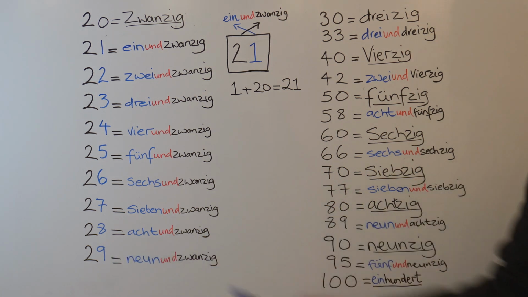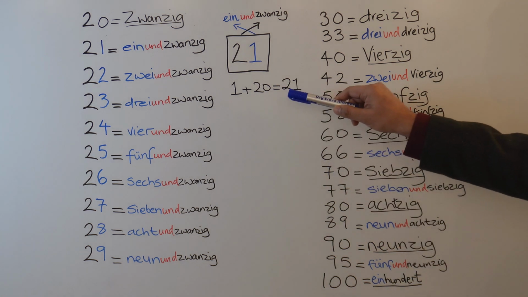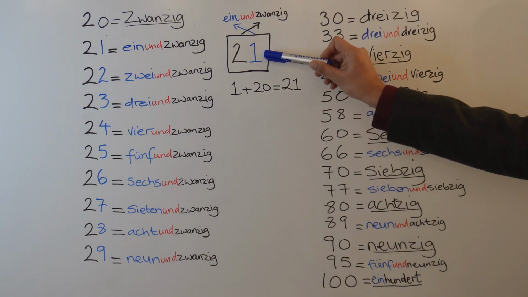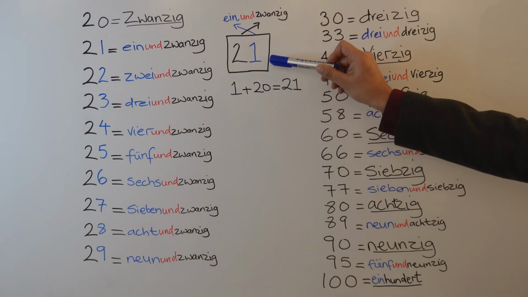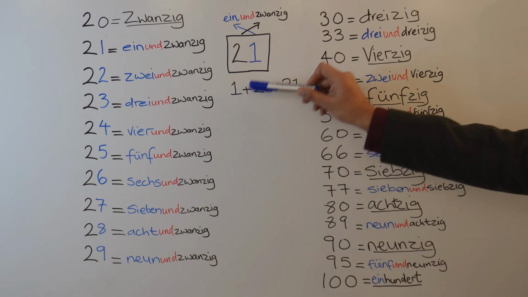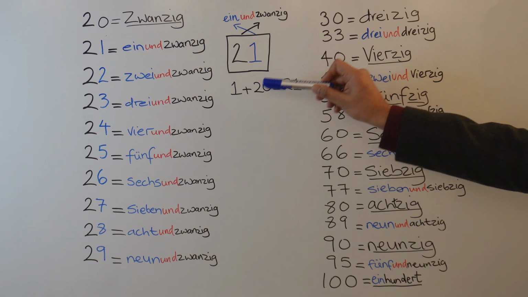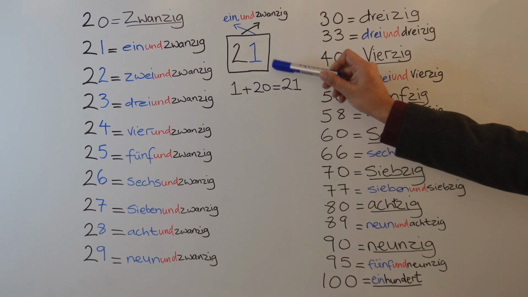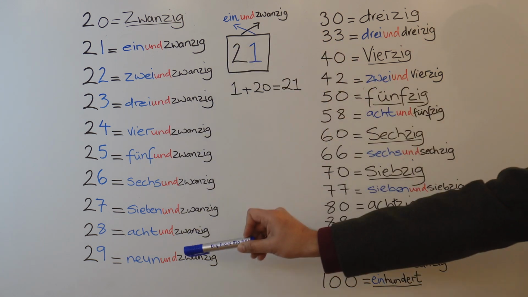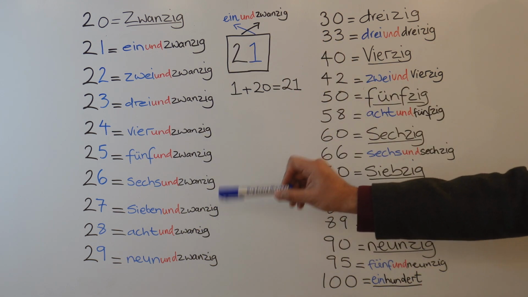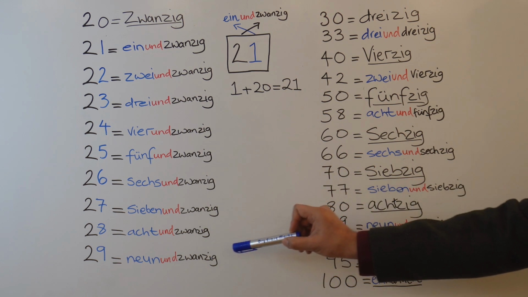So another way to learn this is from the same equation. So you say the smaller number before the larger number. So over here in 21, the smaller number is 1 and the larger number is 20. So you say first of all 1 and 20, 21. So in the same way as we said 29. So 9 is smaller than 20. That's why we say 29.